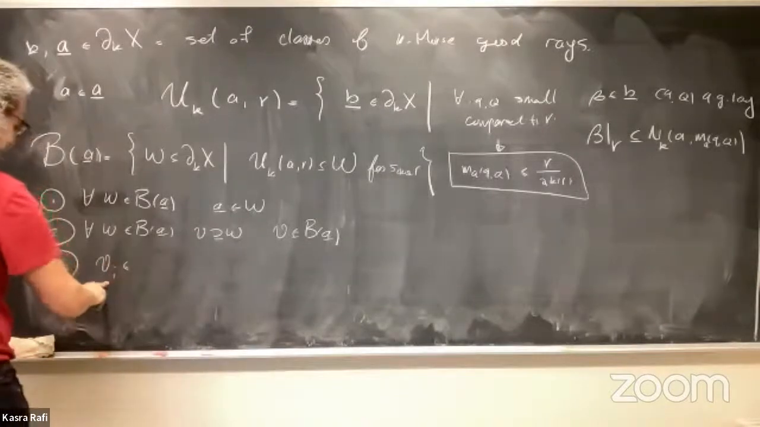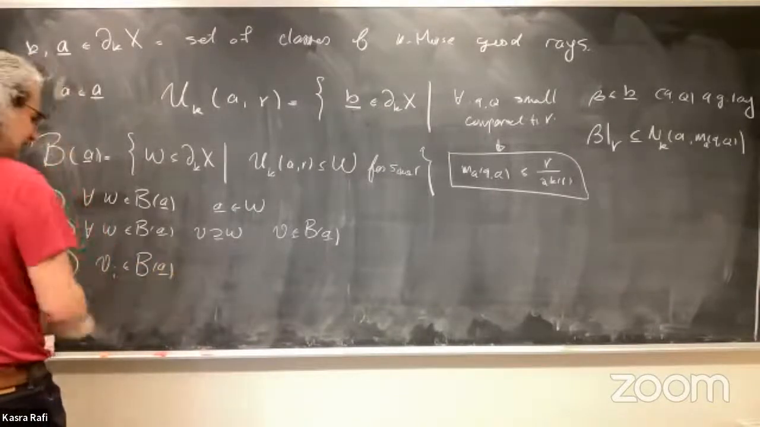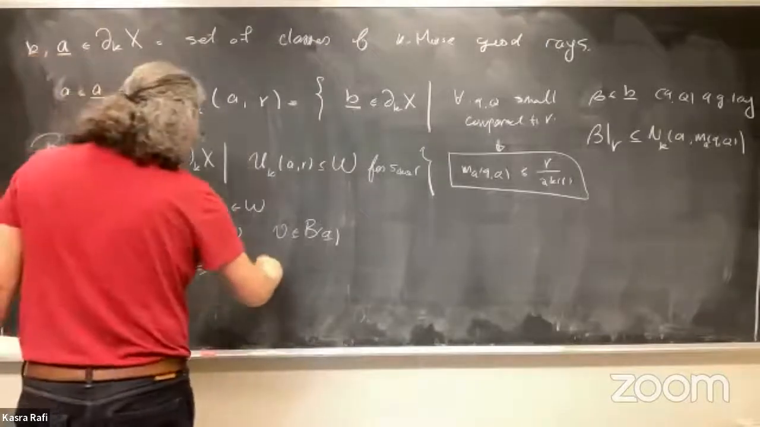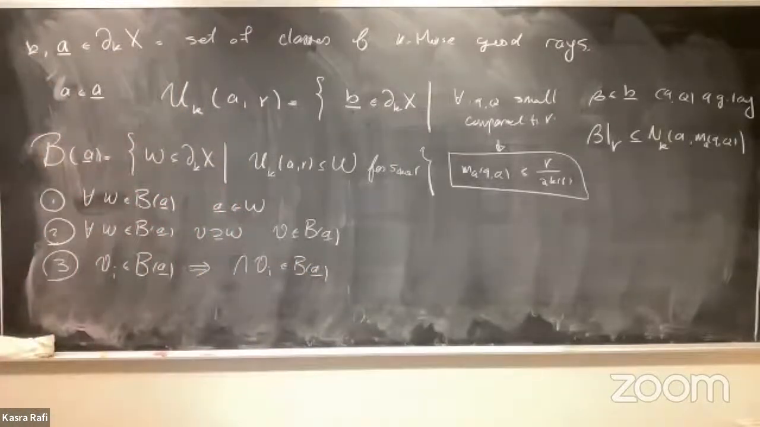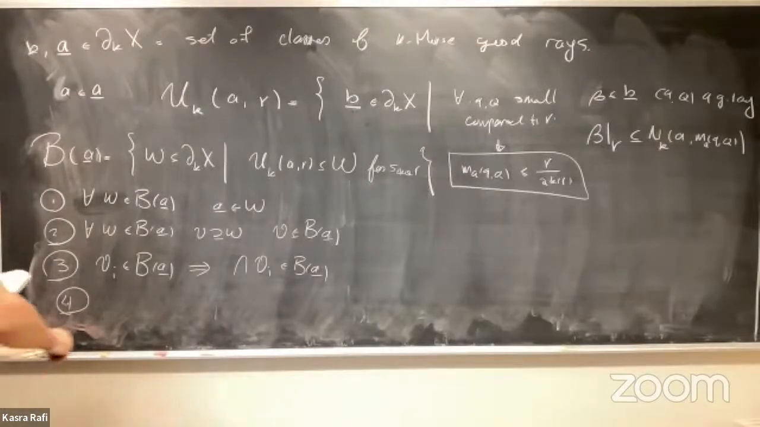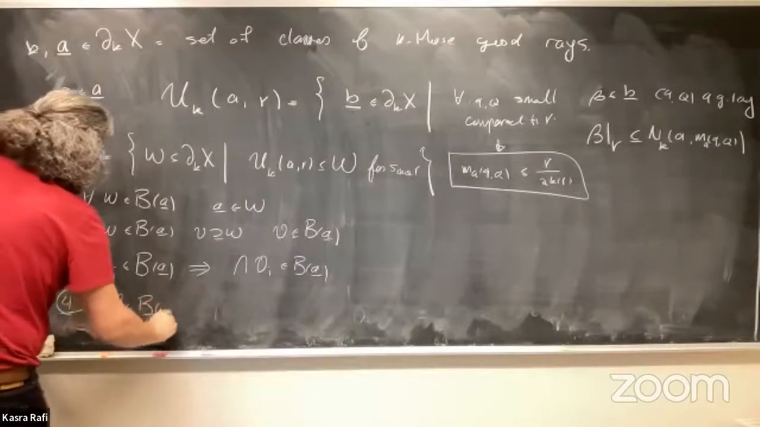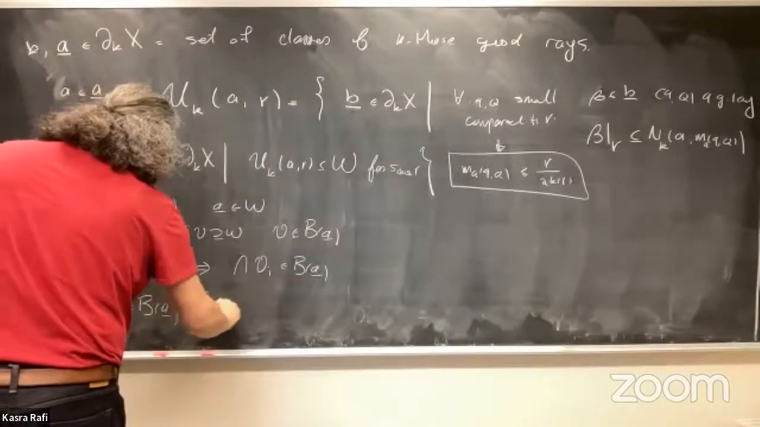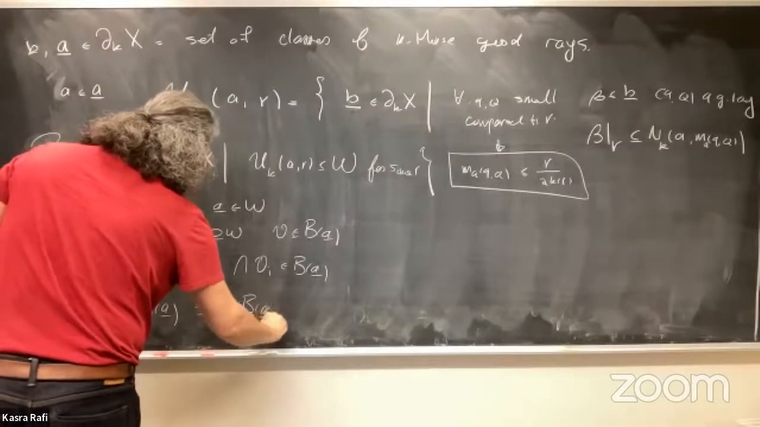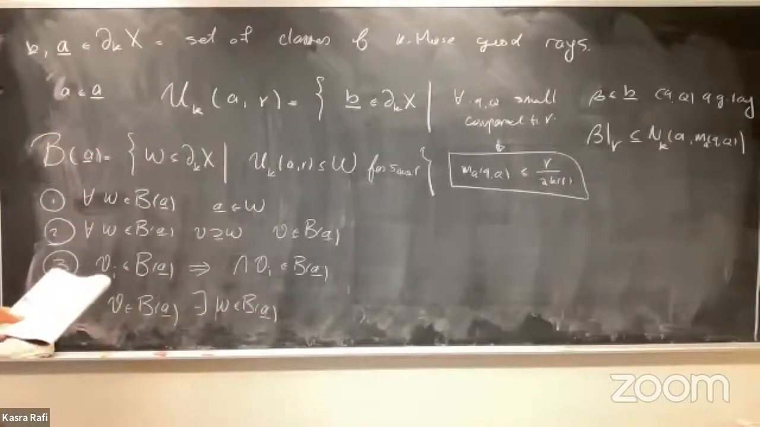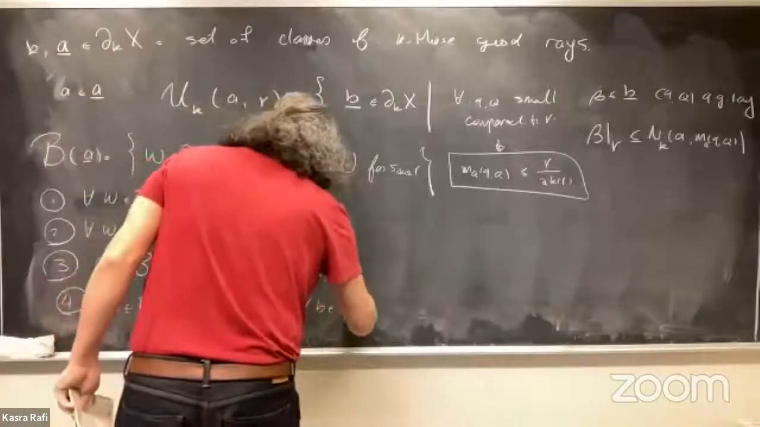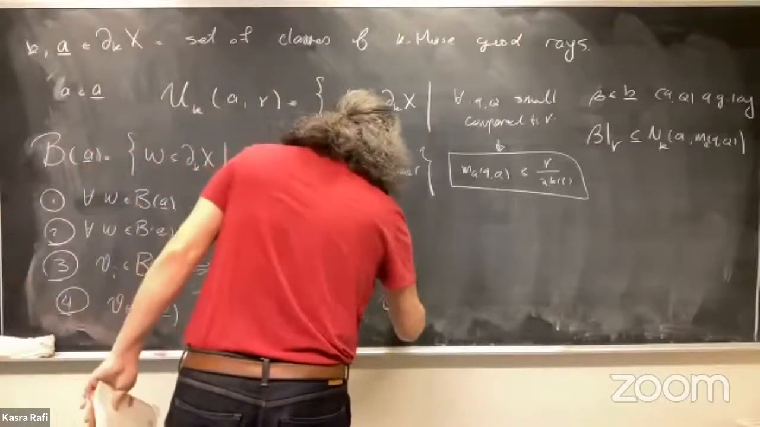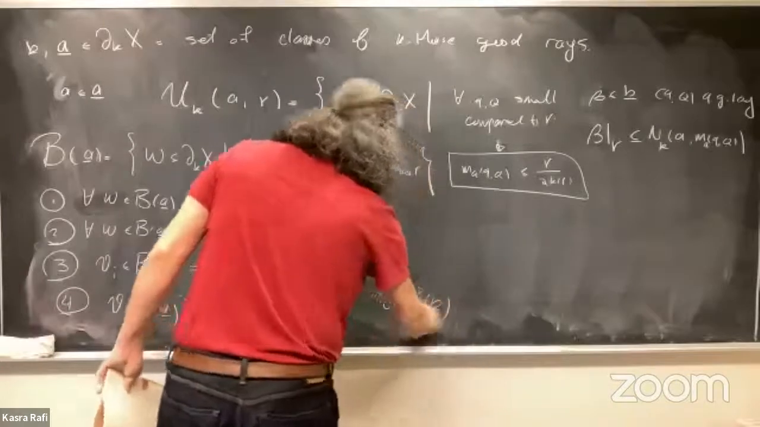If V_i, which is a finite collection of things, are in the neighborhood of A, then the intersection of the V_i should be a neighborhood of A. So these three are kind of essentially trivial. And the one that is slightly less trivial is the following, that if you have a neighborhood V of A, then there is a smaller neighborhood W of A, such that for every point B in here, V is also a neighborhood of B.